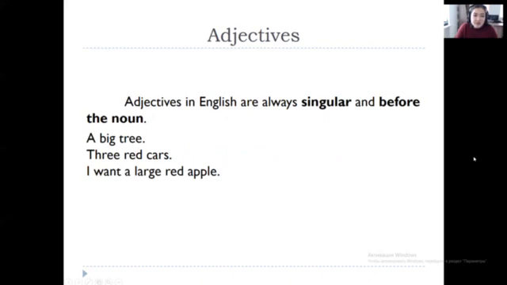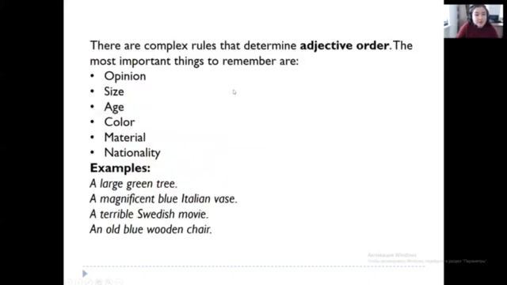Adjectives. Adjectives in English are always singular and come before the noun. For example, a big tree, 3 red cars, I want a large red apple. There are complex rules that determine adjective order. The most important things to remember are opinion, size, age, color, material, nationality. Examples: a large green tree, a magnificent blue Italian vase, a terrible Swedish movie, an old blue wooden chair.